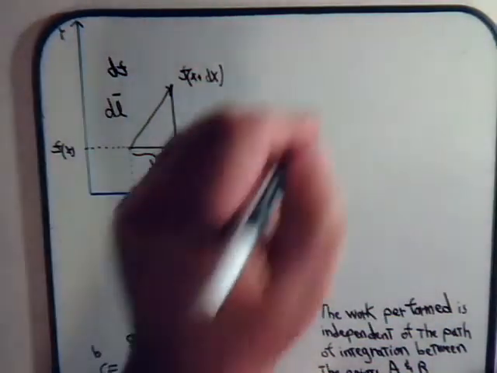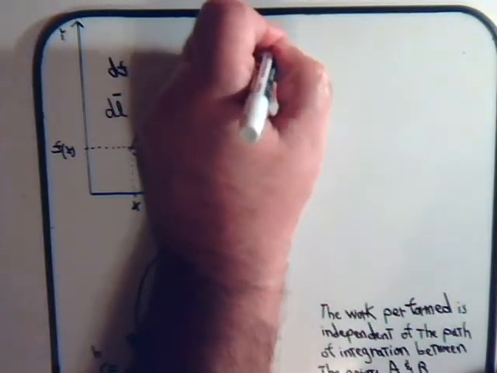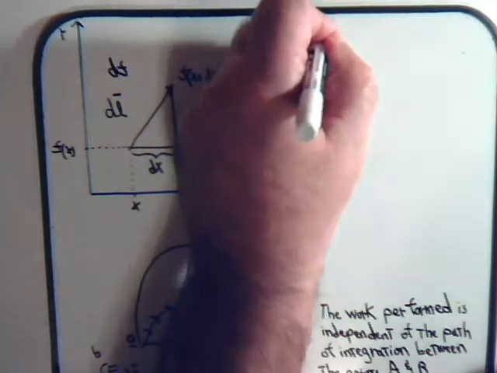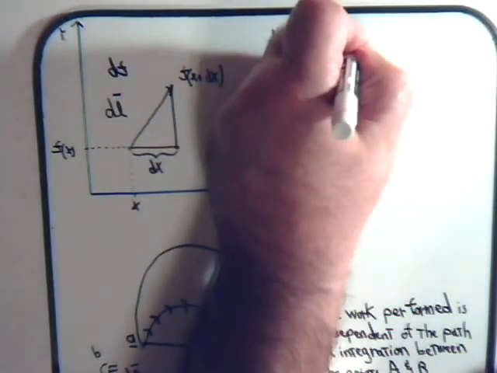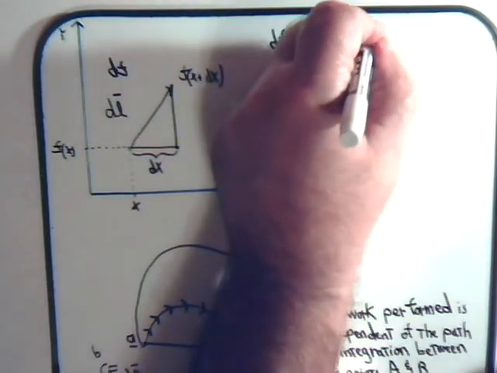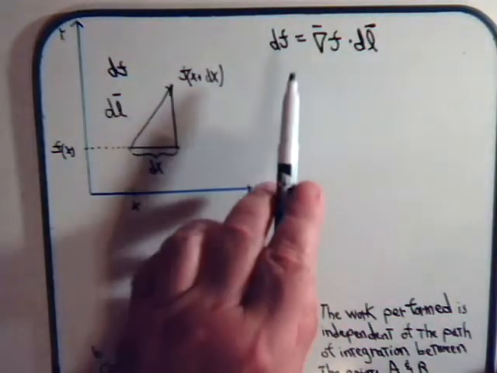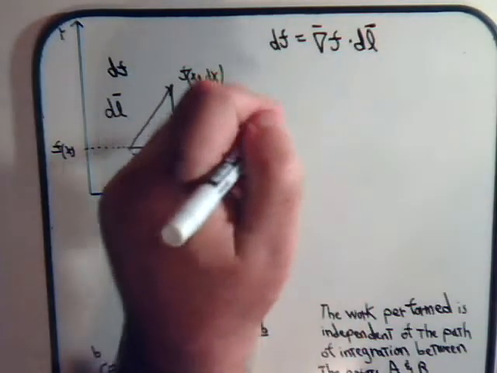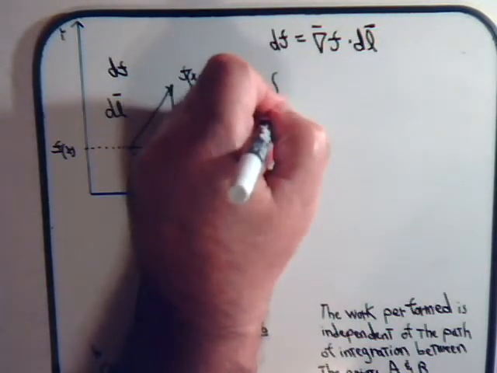And the answer is df equals the gradient of f dot dl. And again, we covered this quite thoroughly in our introduction to the del operator. Now, we're trying to compute the work done in an electrostatic field or gravitational field. Now we're dealing with a line integral like this.